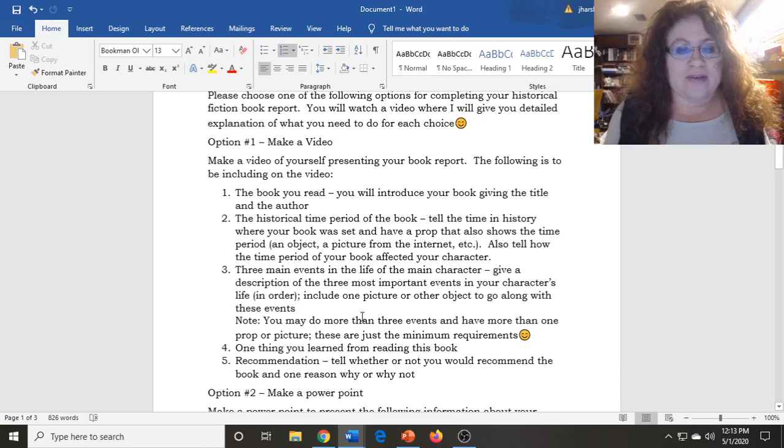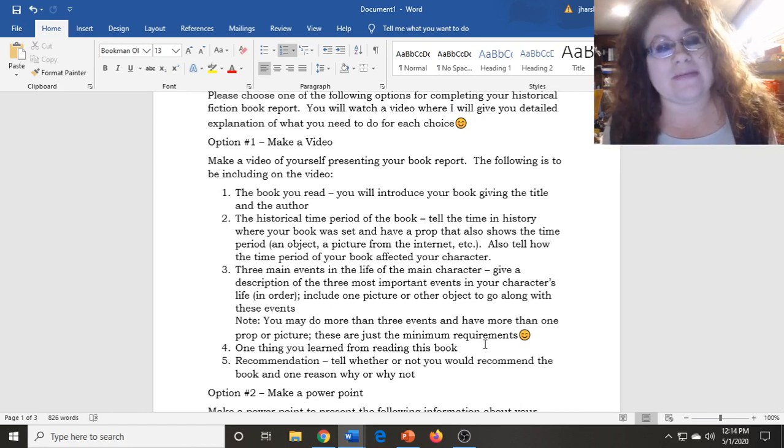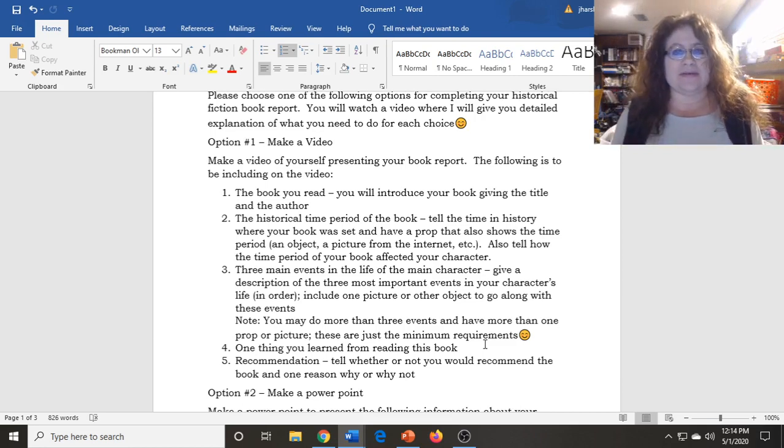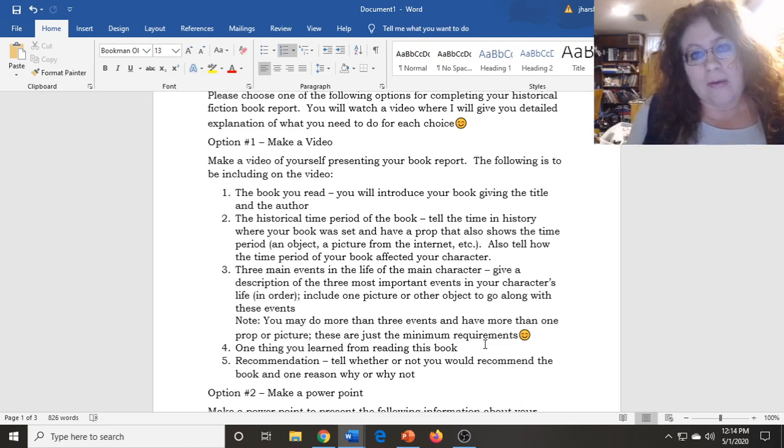Now, after you've done the events, number 4 is one thing you learned from this book. Now, for Harriet Tubman, one thing we can learn is to treat others the way you want to be treated and to take risks for other people because you love them. And then the last thing is the recommendation. Did you like it or not, and why? So you can either tell your video viewers why you like the book or why you didn't like the book.